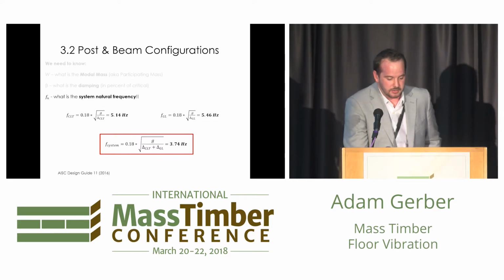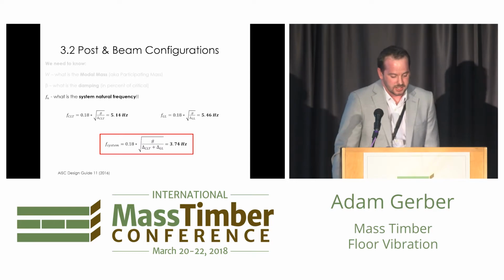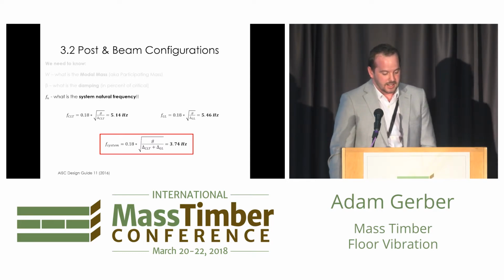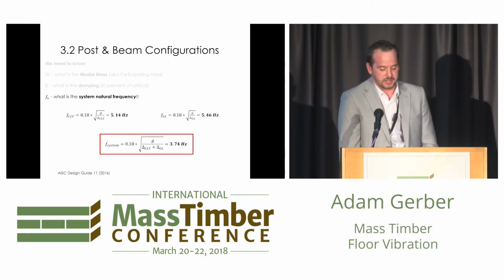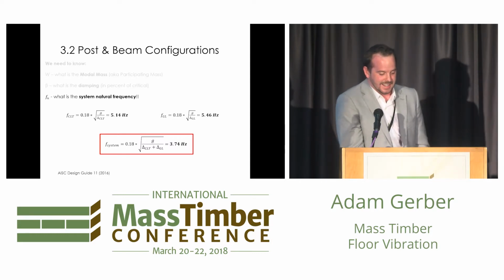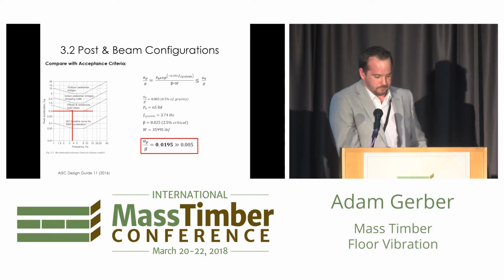And then we put it all together and we calculate the frequency of the CLT, the frequency of the beam, and the frequency of the system. And we can see that most people have a sense that somewhere between 6 and 8 hertz, maybe you're getting okay, but below that you probably have a low frequency floor and potentially a problem. So we're at under 4 hertz. So we would expect to have definitely not a good performing floor. So if we run through the calculation, we're at about 2% acceleration of gravity, which is 4 times the recommended limit.